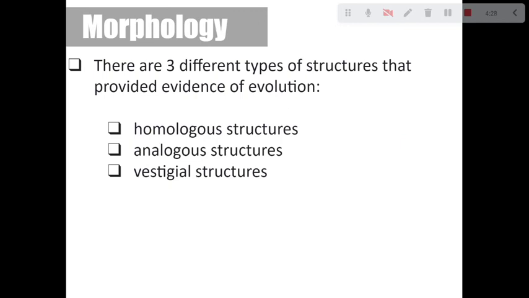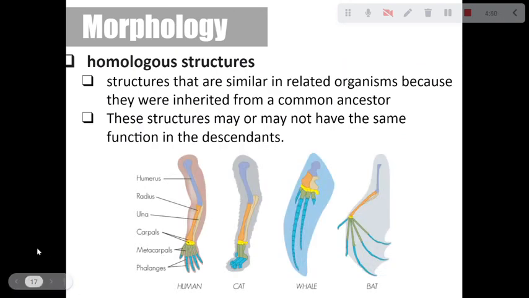There are three different types of structures that provide evidence of evolution. We have homologous structures, analogous structures, and we have vestigial structures. Now, homologous structures, this is when the structures are very similar in related organisms because they were inherited from a common ancestor. So these structures may or may not have the same function in the descendants.